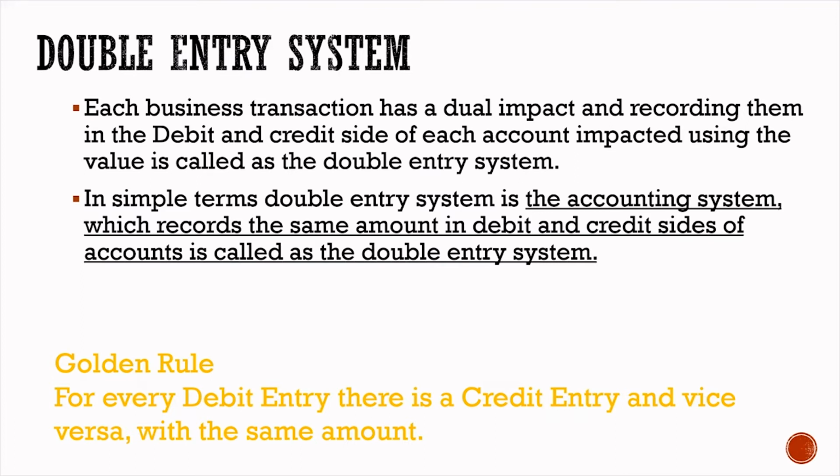In simple terms, double entry is the accounting system which records the same amount in the debit and credit sides of the accounts. As I said in our previous video, there's an opposite reaction for the transactions in the accounting equation. The golden rule here is for every debit entry, there is a credit entry and vice versa with the same amount, right? So we are definitely having a balance. Whether it is debit or credit, the same amounts will be recorded. Finally, it will create a balance in our transactions.